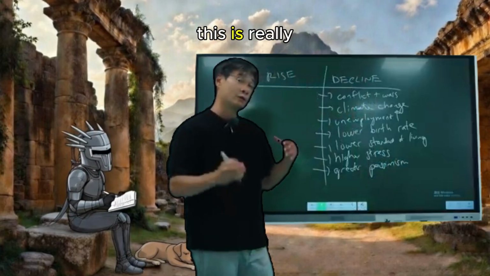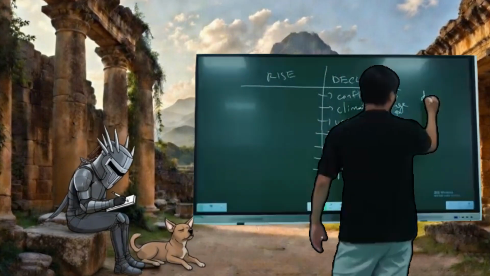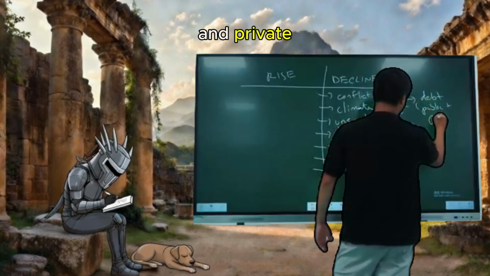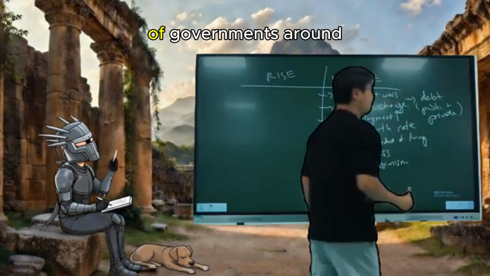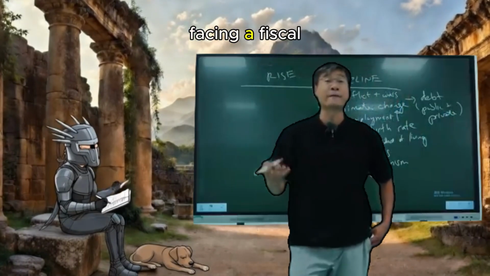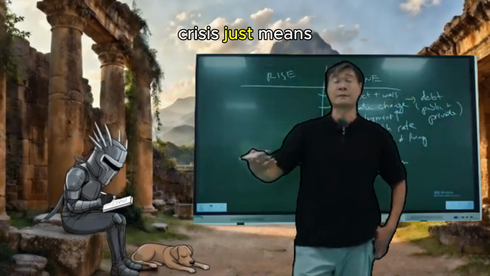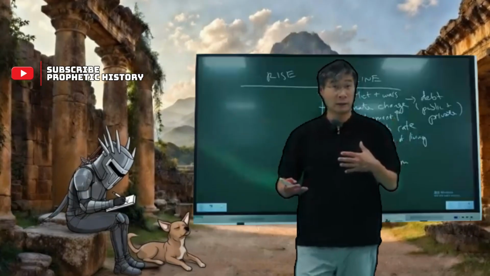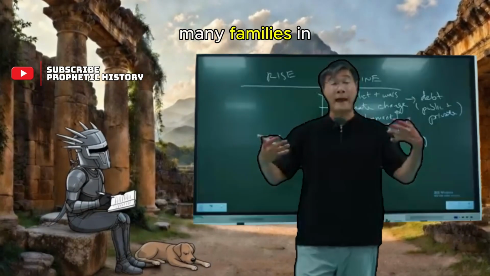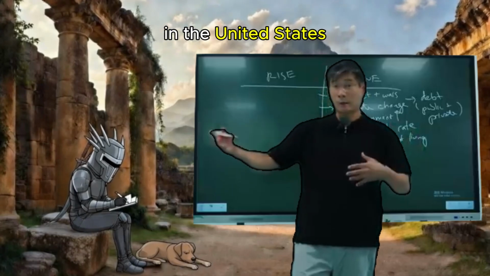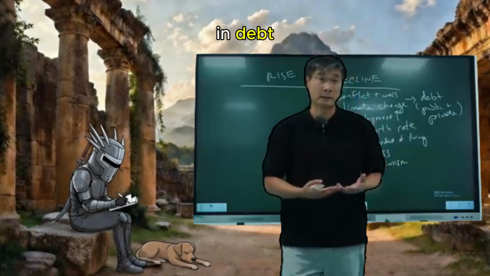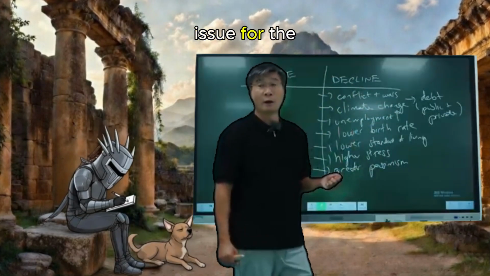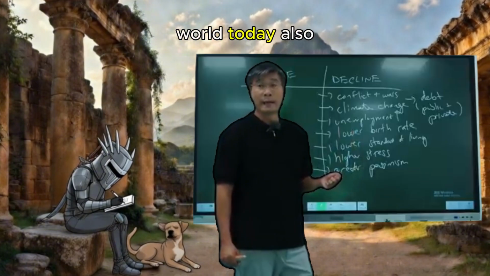Okay, also, and this is really important, is the idea of debt, right? Both public and private. There are lots of governments around the world that are facing a fiscal crisis. A fiscal crisis just means that they spend more than they take in tax revenue. There are many families in China, in the United States, throughout the world that are heavily in debt. Okay, so debt is a huge issue for the world today.